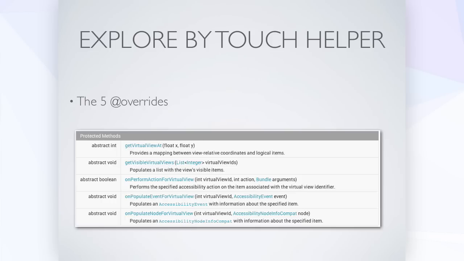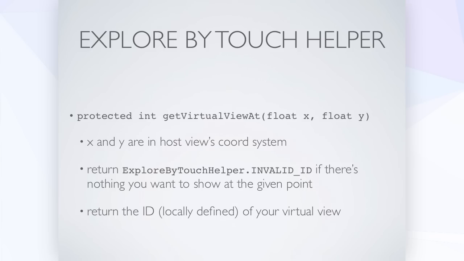So these are the 5, and we're going to go through each one by one, so don't worry about writing them down or anything. But this is them directly off of Android's documentation. So the first one, get virtual view at. You are going to get an X and Y in your host's coordinate system, and it's your job to say which virtual view that is. So in the case of my dot view, I'm going to get an X and Y that's hopefully somewhere in my dot view, and I just have to figure out which dot that is. If I have more than one dot in a given space, maybe I want to pick the top one.